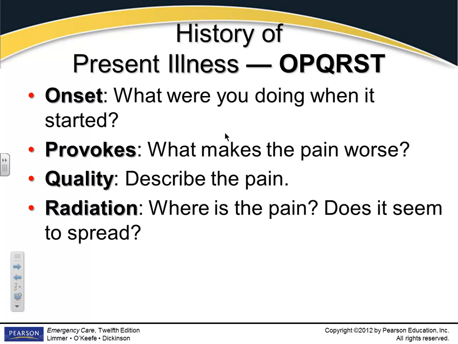Radiation. We want to know where the pain is and does it seem to move or radiate. Your chest pain patients, sometimes they'll say it hurts in the middle of the chest. When you ask them about radiation, they'll say, yeah, it kind of goes up into my jaw or down my left arm or across my chest, different things of that sort. If they've complained of back pain, point to where it hurts, and then does it stay right there, or does it move anywhere else?